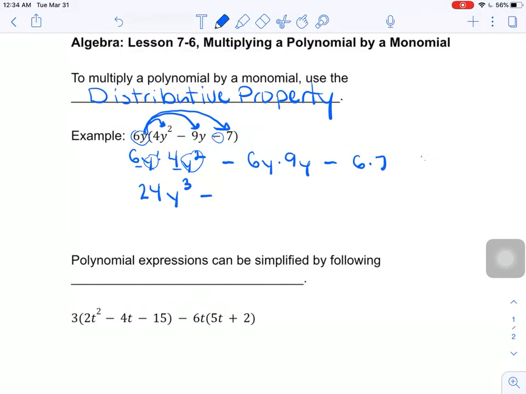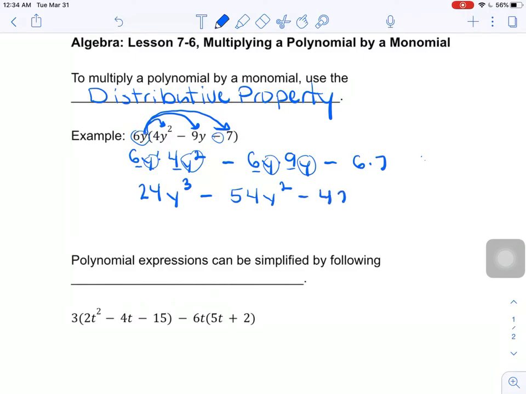we can go ahead and do our multiplication. So we can go ahead and multiply the 6 times 9. So that gives us 54. And then y times y, those can go together and those make y squared. And then the last part, we just have constant terms. Those are just regular old numbers, so we can go ahead and multiply those.